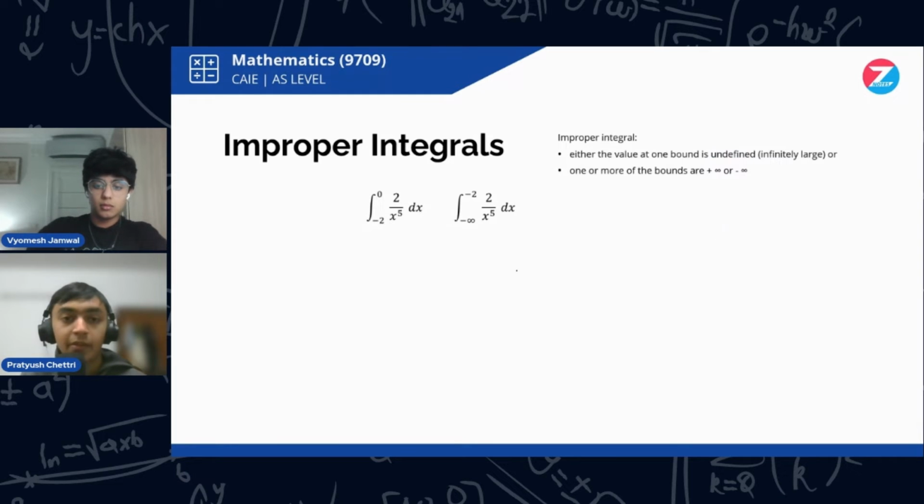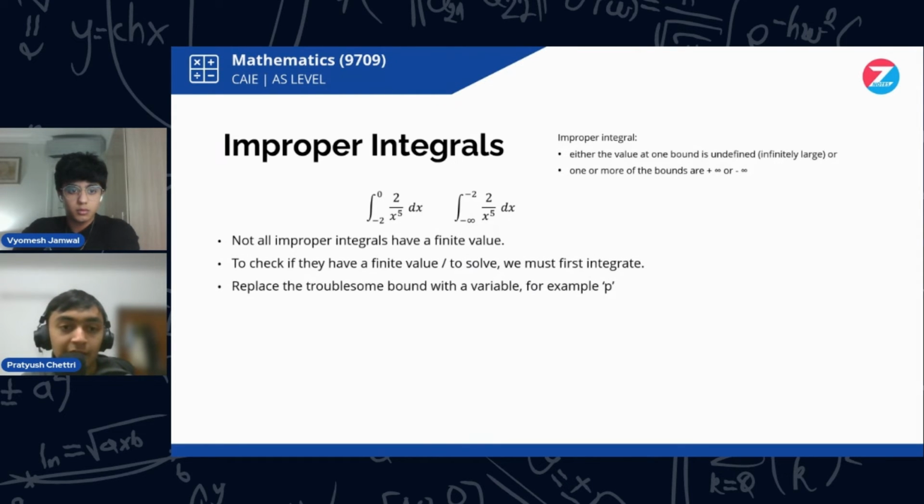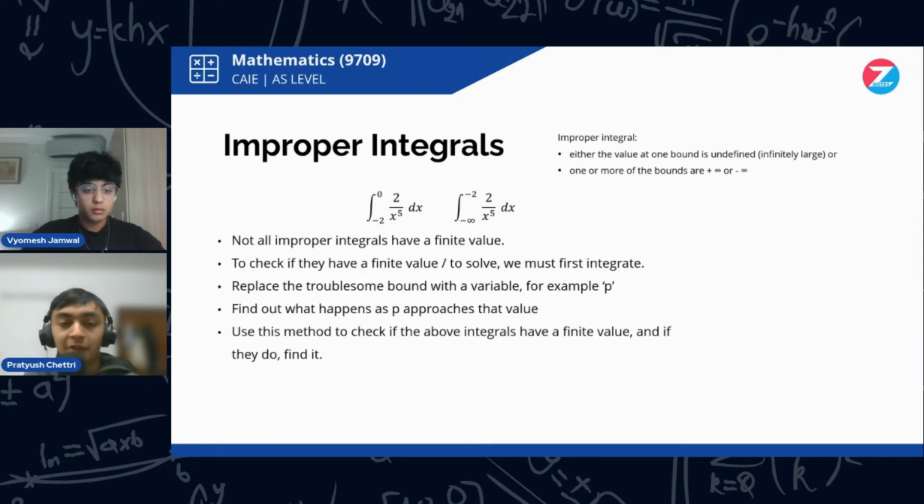Not all improper integrals will have a finite value, a defined value. Some of them might be infinitely large. So if they are infinitely large, you can't solve them. But if they aren't, then you can. To check if they have a finite value, we first integrate, replace the troublesome bound with a variable p, and we find out what happens as p approaches the bound. I'll use this method to solve these, because this is the way Cambridge wants you to do it.